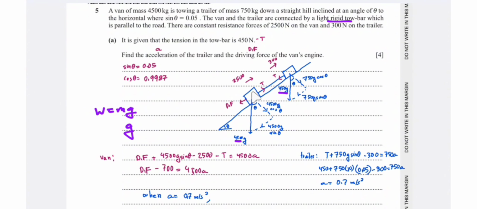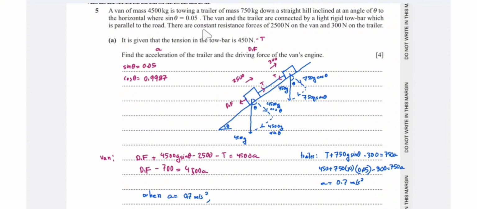Since we know that the tension force acts away from the point of observation, if we consider this object as the point of observation, then the tension force is acting away from it. Now, the van and the trailer are connected by a light rigid tow bar which is parallel to the road. So the tow bar is parallel to this inclined plane.